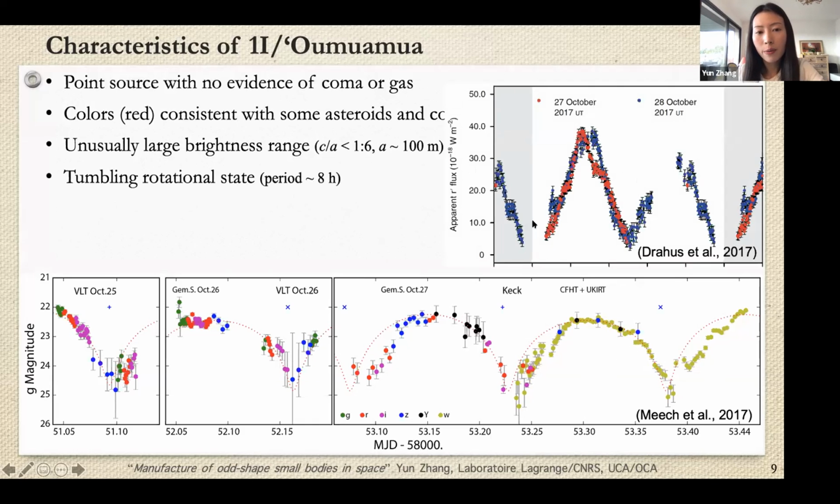There is also evidence that the light curve doesn't repeat exactly from one night to another. So this indicates that Oumuamua is a tumbling rotator. Its light curve frequency is close to a spin period of 8 hours.